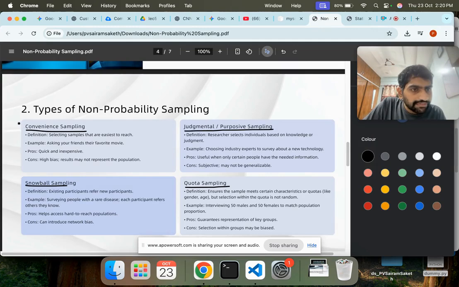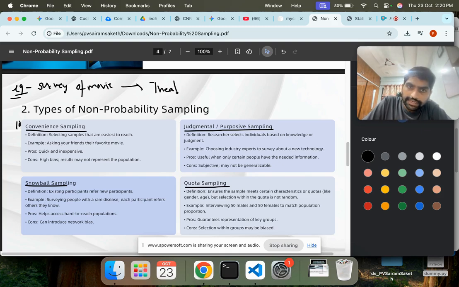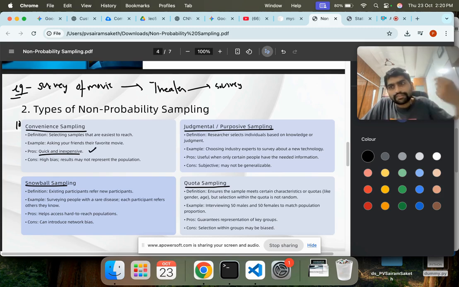Convenience sampling means, one very simple example I'll give. Let's say you want to take a survey of a movie. To take the survey, you'll directly go outside the theater and take the survey from people. The benefit is you will get a very quick response. They'll tell you the movie is a hit, or the movie is a flop. The people will tell it. So the benefit is you will get a very fast reply.